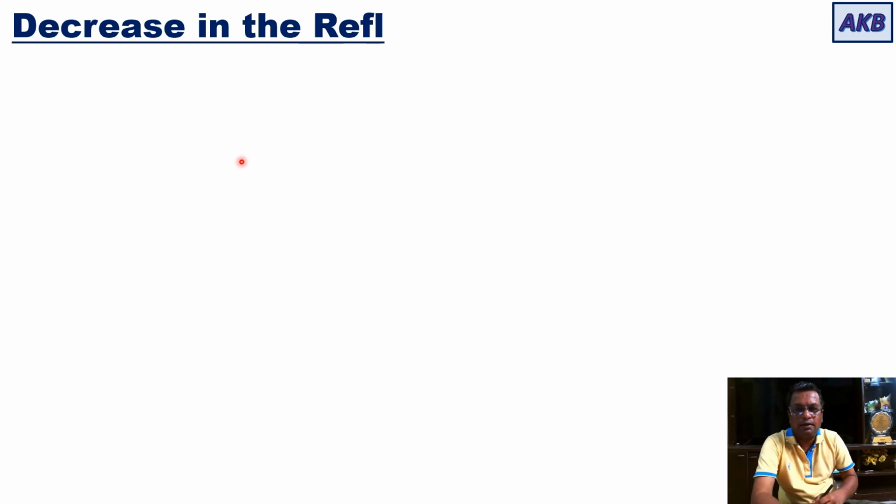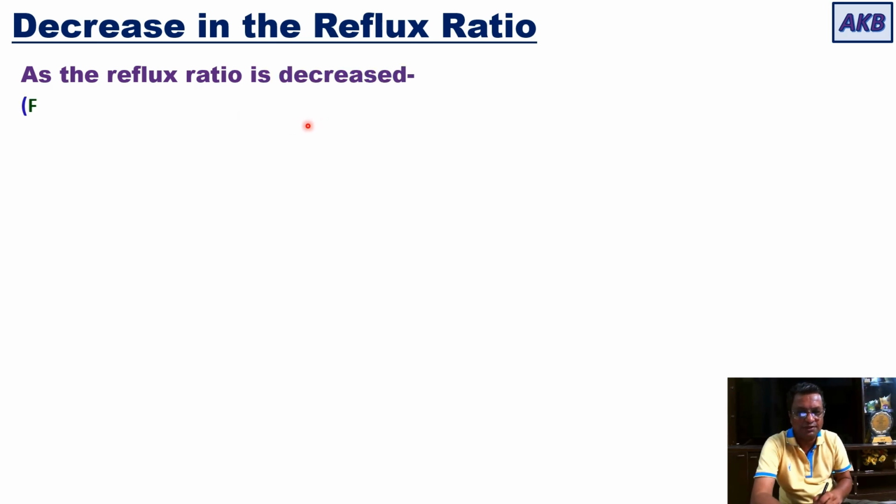Okay, now let us see what happens if the reflux ratio is decreased from its infinite value at total reflux. We'll understand what happens to the rectifying section line and then what happens to the stripping section line, and how their position changes on the XY plot. That is what we are going to understand.